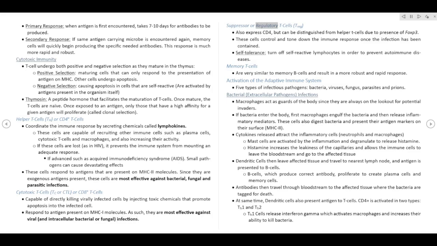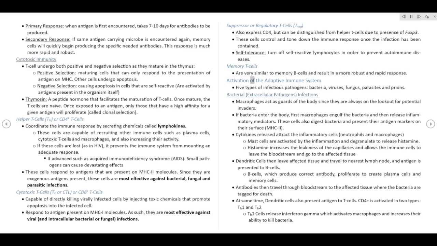Suppressor or regulatory T cells, TREG, also express CD4, but can be distinguished from helper T cells due to the presence of FOXP3. These cells control and tone down the immune response once the infection has been contained. Self-tolerance: they turn off self-reactive lymphocytes in order to prevent autoimmune diseases. Memory T cells are very similar to memory B cells and result in a more robust and rapid response.